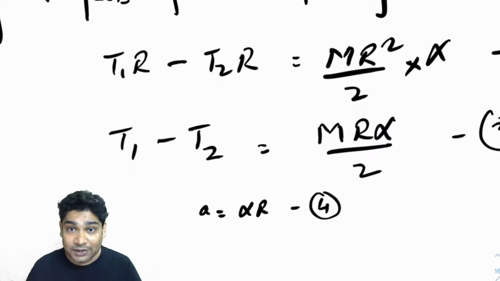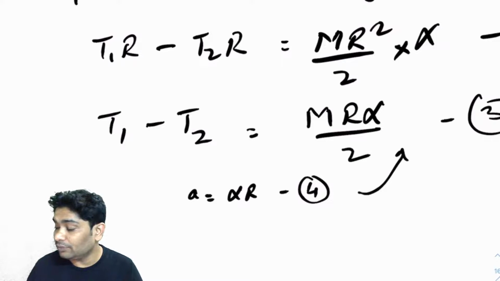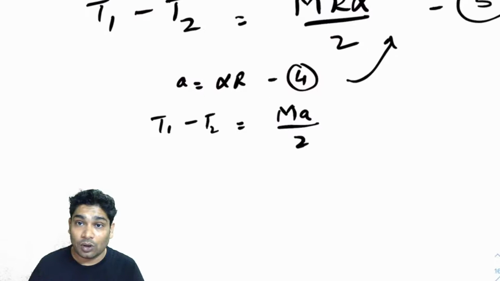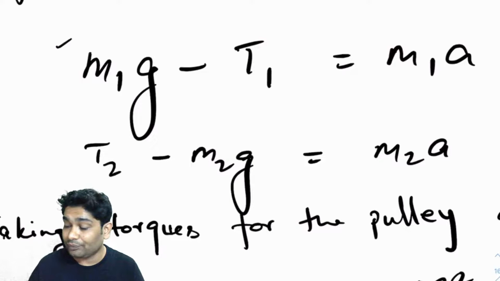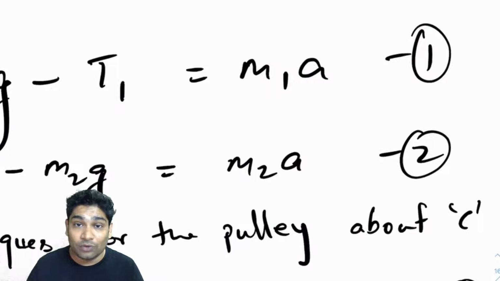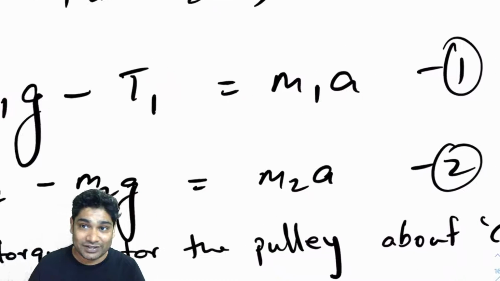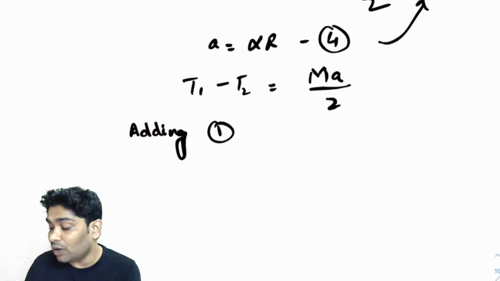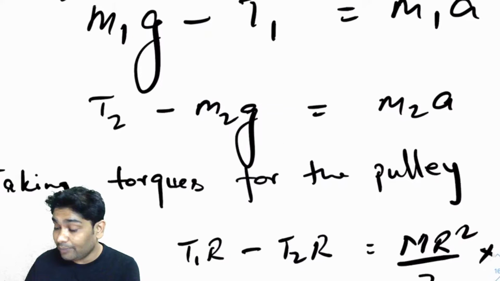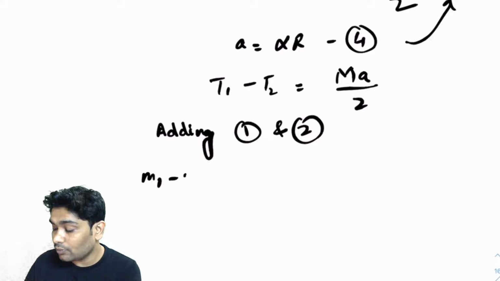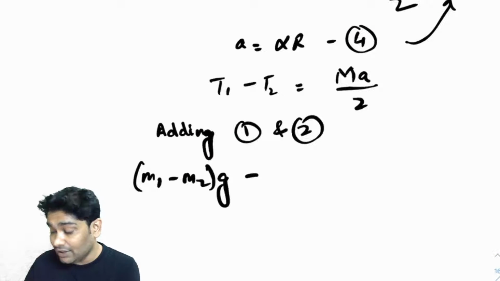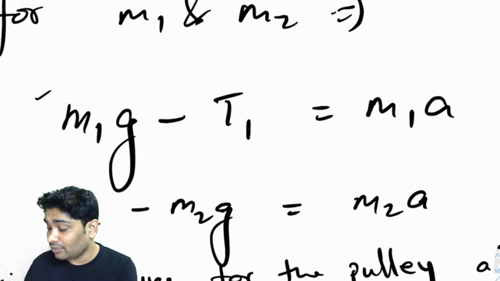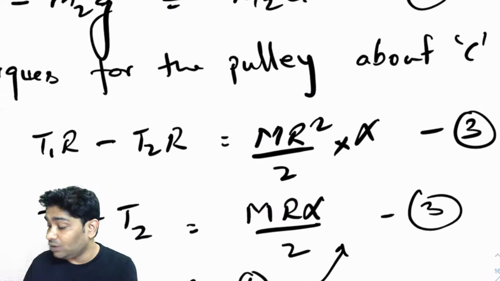Alright, so let's substitute the value of alpha into r from here to here. So I get T1 minus T2 equals capital M A over 2. Now let's substitute this value over here. What happens if I subtract equation 2 from equation 1? Or maybe let's add these equations. Adding equations 1 and 2, that will give me (M1 minus M2)g minus (T1 minus T2) equals (M1 plus M2)A.